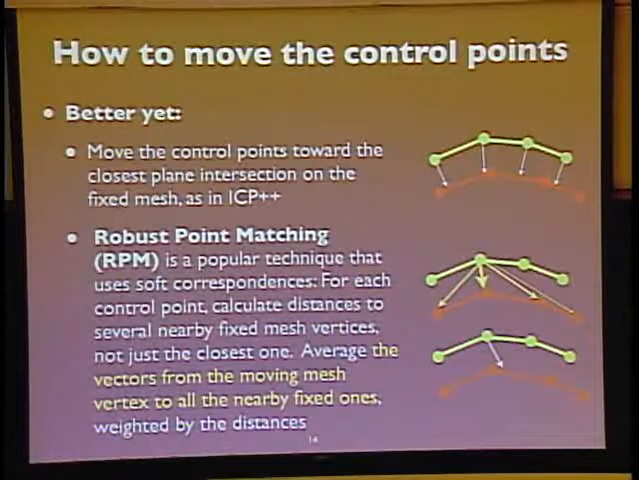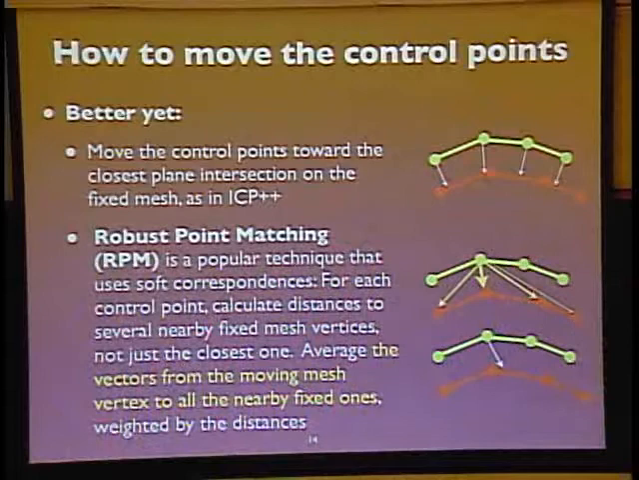Better yet, you can use some of those ICP++ ideas that I talked about last time, such as moving control points to the closest plane on the other surface instead of the closest point, to deal with differences in how that surface was discretely sampled twice.